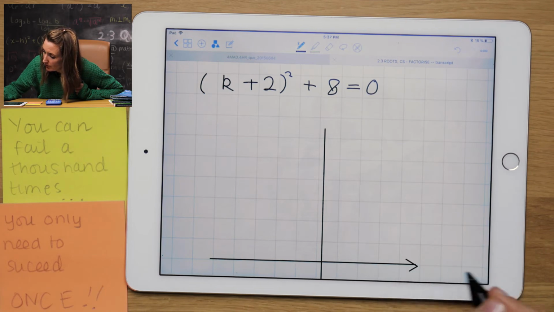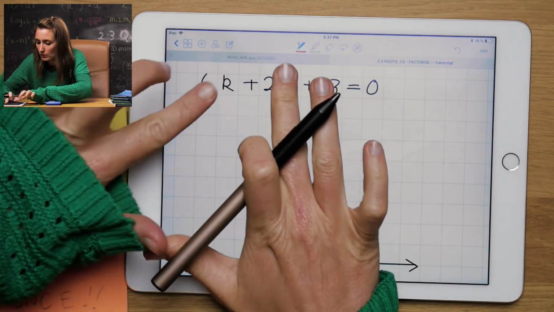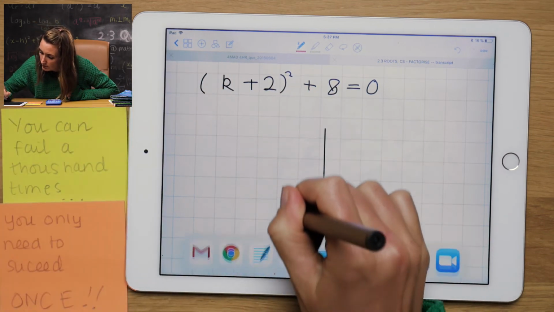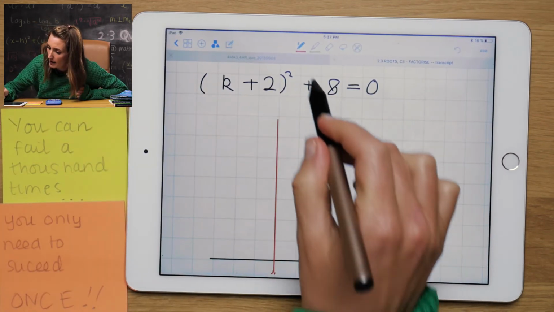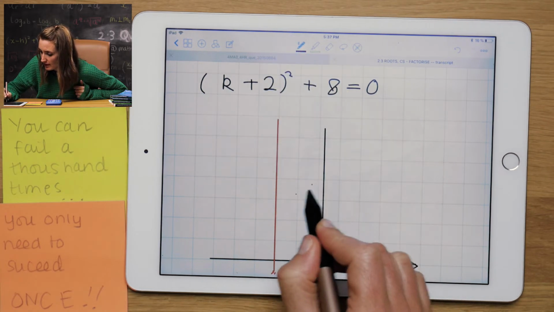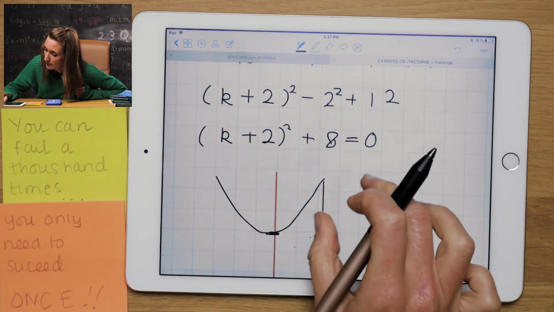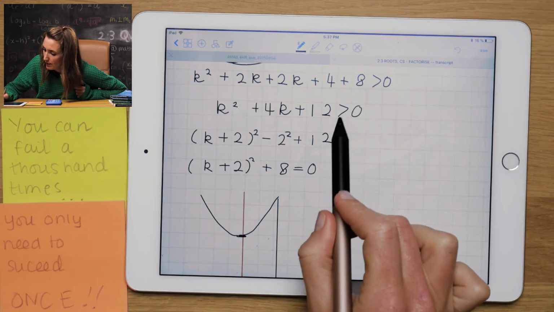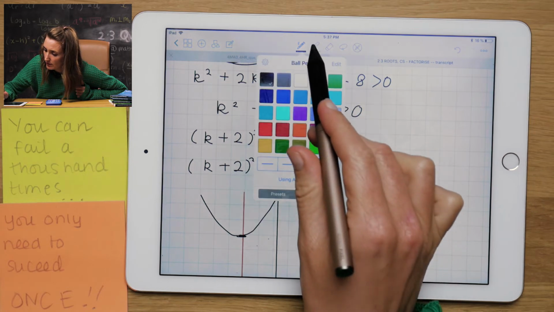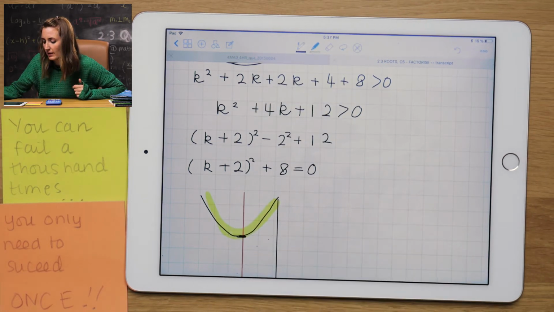If I want to draw a rough graph of that, I would need to put the line of symmetry in at minus 2. Remember, minus 2, so that would be here. And I would put it in at plus 8. So if I went up in 2s, 2, 4, 6, 8, the bottom would be here. So that's what it would look like. If I had to shade above, bigger than 0, that would still be all values of k.